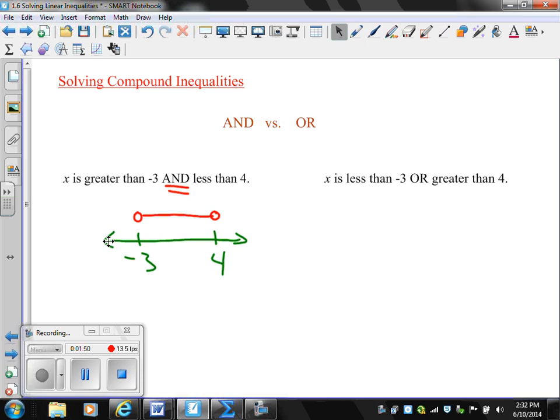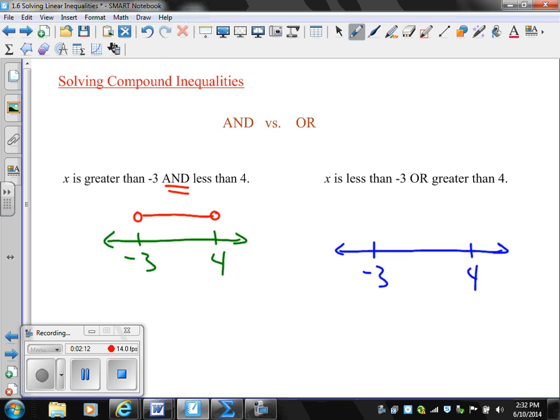Okay, let's look at the second scenario. x is less than -3 or is greater than 4. I'm going to ask the same question. Can you think of a number that's less than -3 and greater than 4? I certainly can't. So this really has to be an or situation.